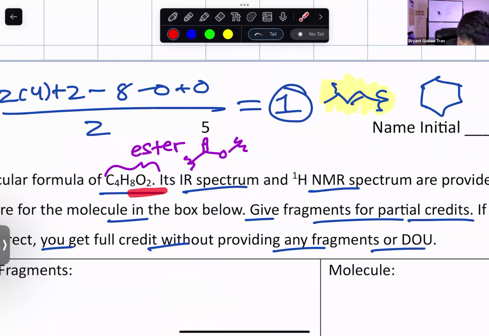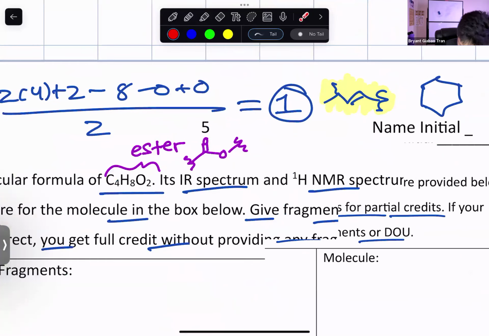So I just put oxygen there. We don't have nitrogen, fluorine, bromine, iodine, any of that. So don't worry about that.